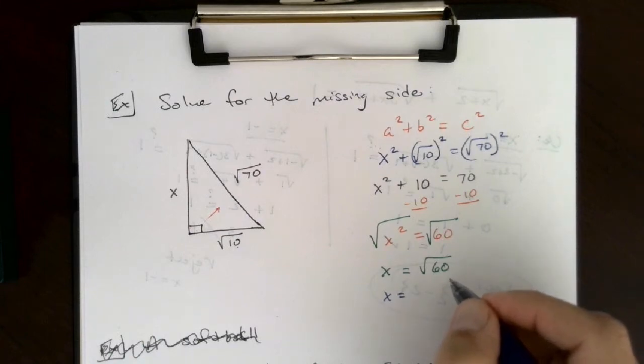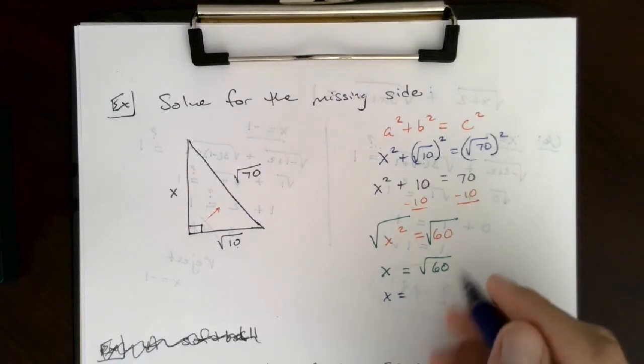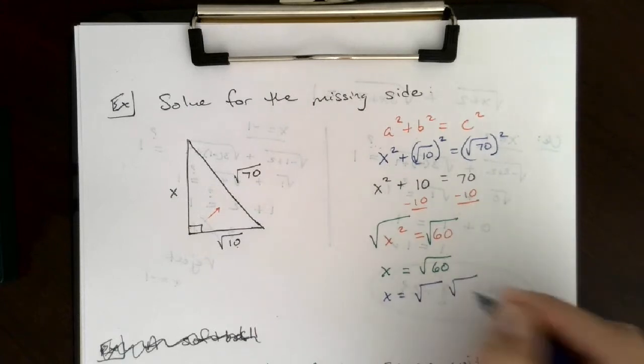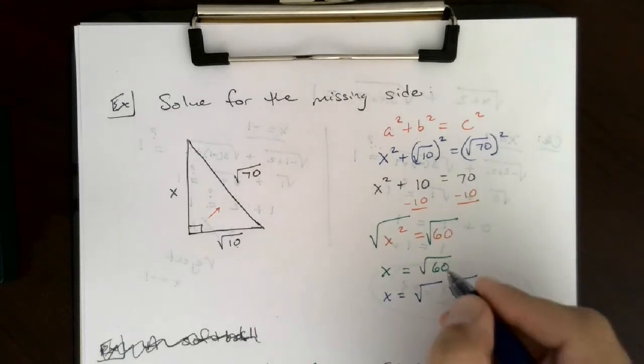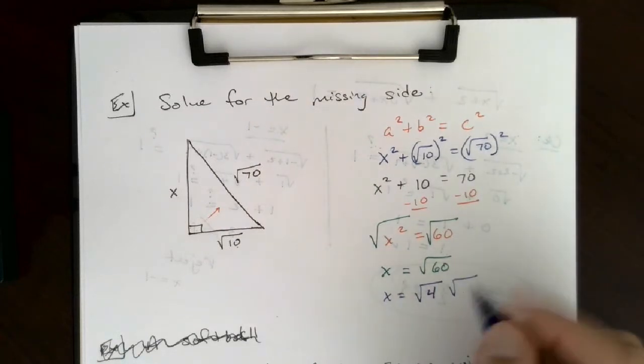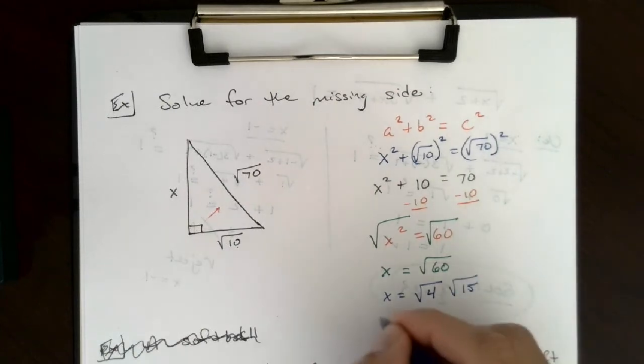60 is not a perfect square, but it does have perfect square factors, so we're going to separate this into the highest perfect square factor it has and a non-perfect square. The highest perfect square factor of 60 is 4. 4 times what gives me 60? Well, it's 4 times 15. You can do 60 divided by 4 to get 15 if you're not sure. And then we simplify that.